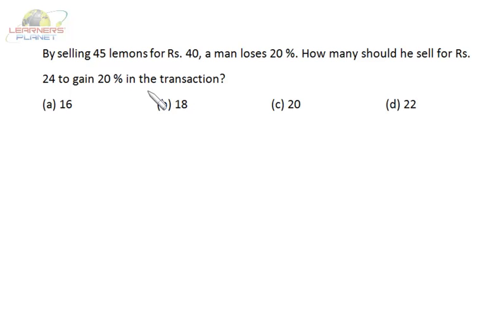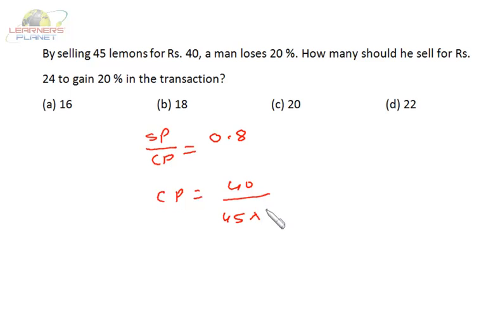The problem is quite similar to the previous one. Here, the loss is 20%. That means SP by CP is equal to 0.8. Okay. Now, what is the selling price? First of all, we have to find out the cost price. So cost price is equal to selling price by 0.8. Now what is the selling price? It is 40 over 45 and divide by 0.8, we will be getting the cost price.